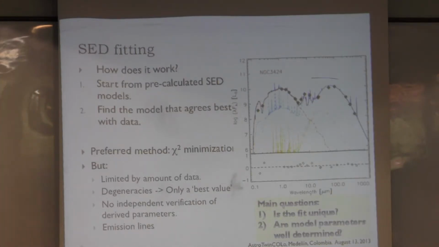So what we do is SED fitting. We have that SED that I showed you, the data points here, and you also have models. People have developed theoretical and empirical models that basically predict what the flux from these galaxies should look like at different wavelengths.